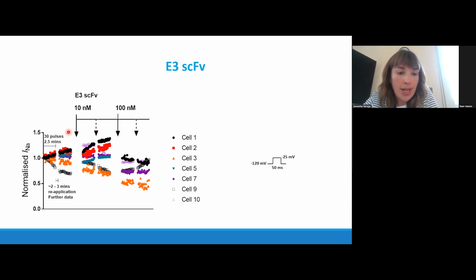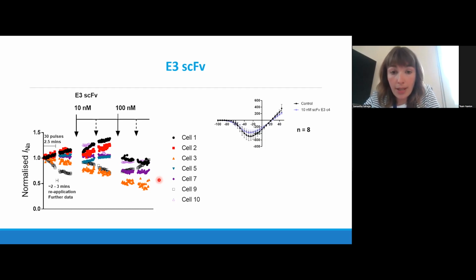Subsequent to this, the single chain antibody is applied first at 10 nanomolar, an incubation period, followed by the 2.5 minute protocol, an IV curve, reapplication of the single chain antibody, another 2.5 minutes, and then on to the next dose. And we had hoped to get to higher concentrations than this, but the number of cells that managed to persist through this length of protocol is quite few. But I will show you the IV curve.